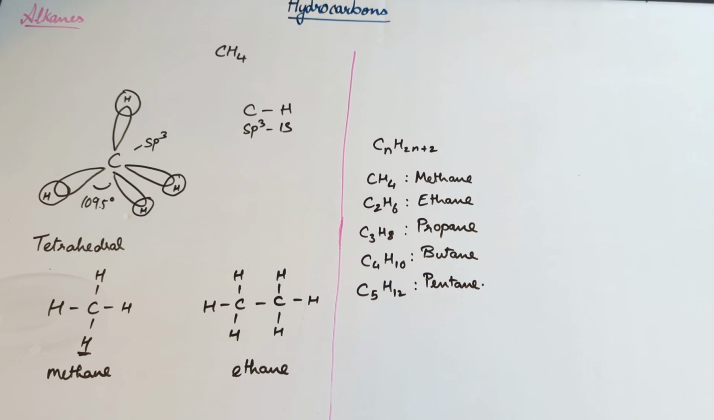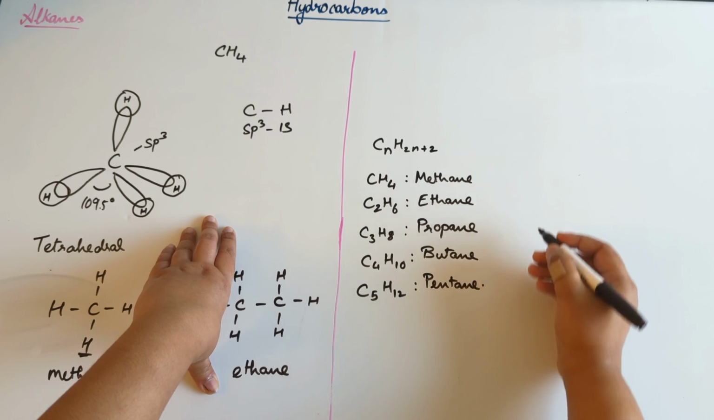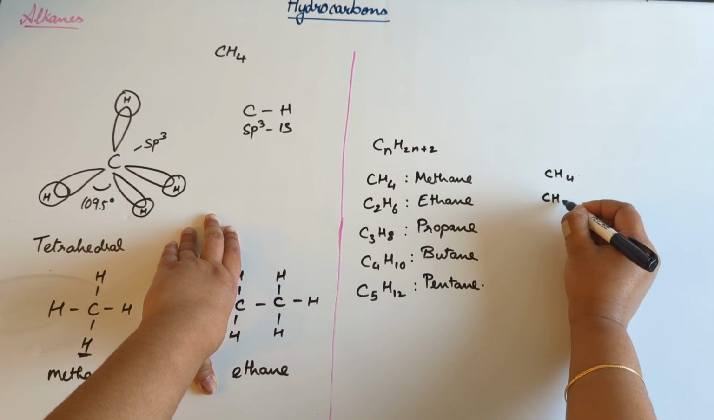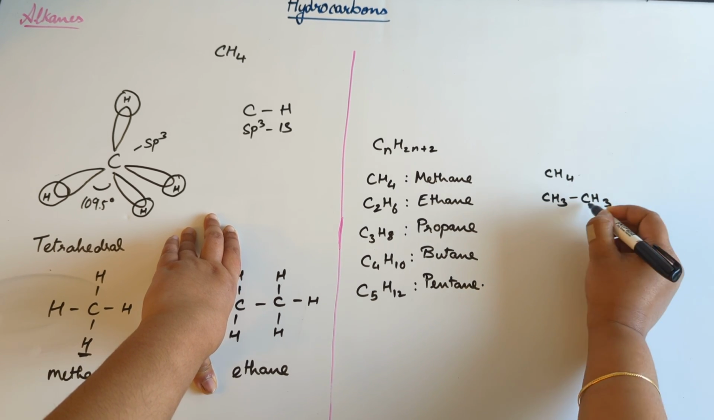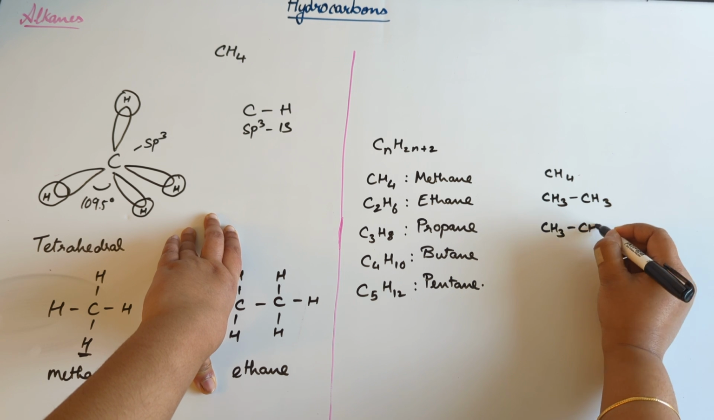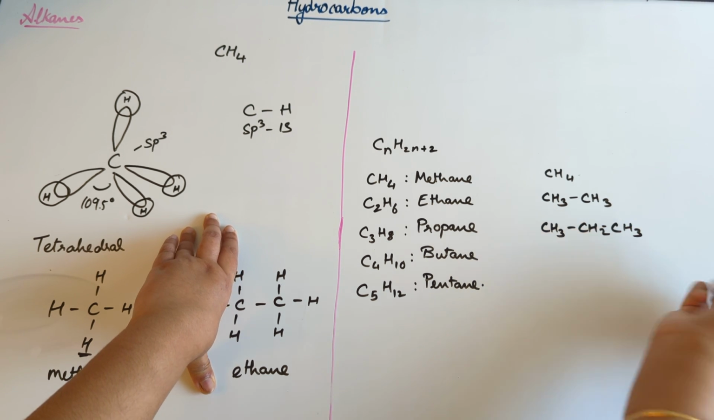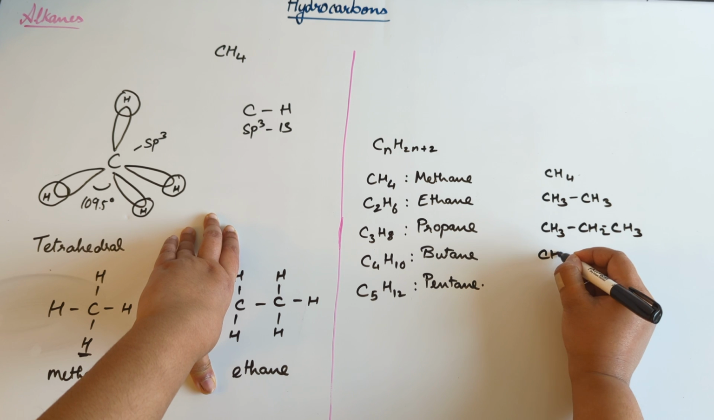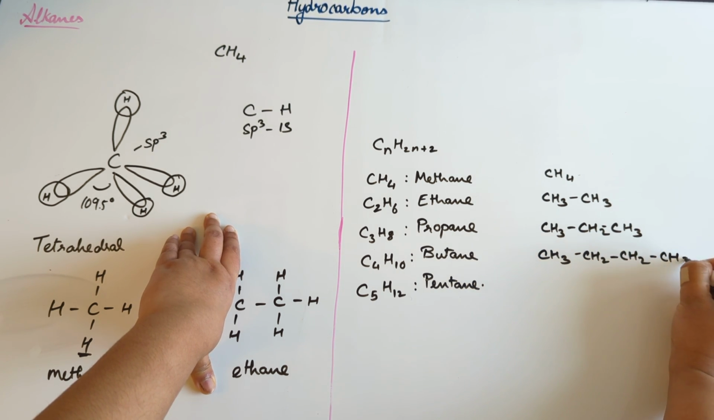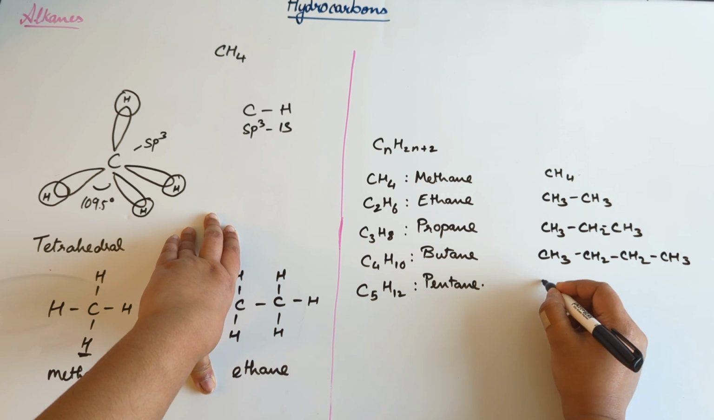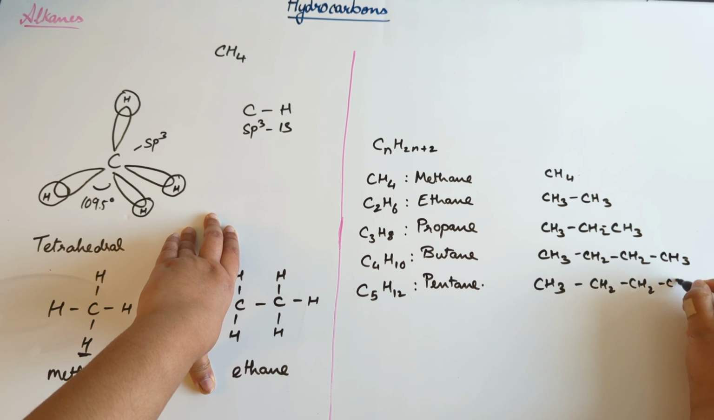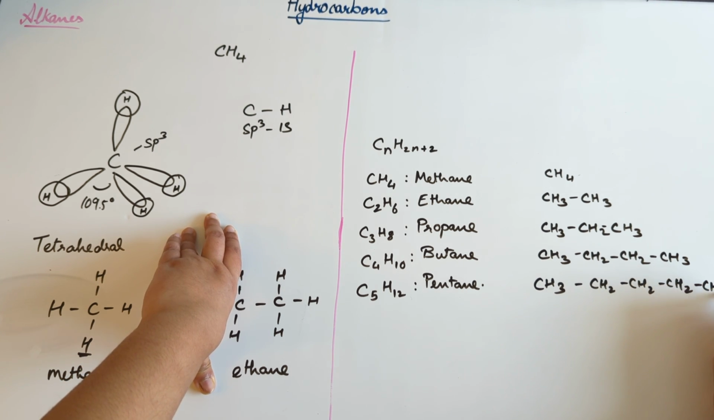In each case, we have increased the chain by one carbon atom. We started with CH4. Then we went on with CH3-CH3, with the addition of another carbon atom. Then you have CH3-CH2-CH3. And then you have CH3-CH2-CH2-CH3, and CH3-CH2-CH2-CH2-CH3, which is out of the board right now.